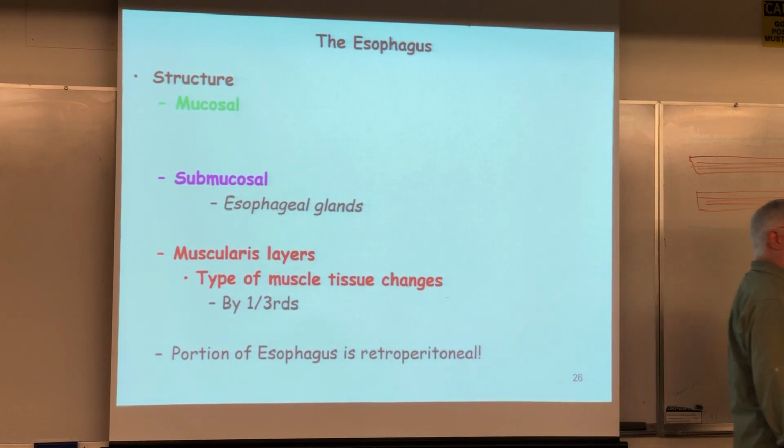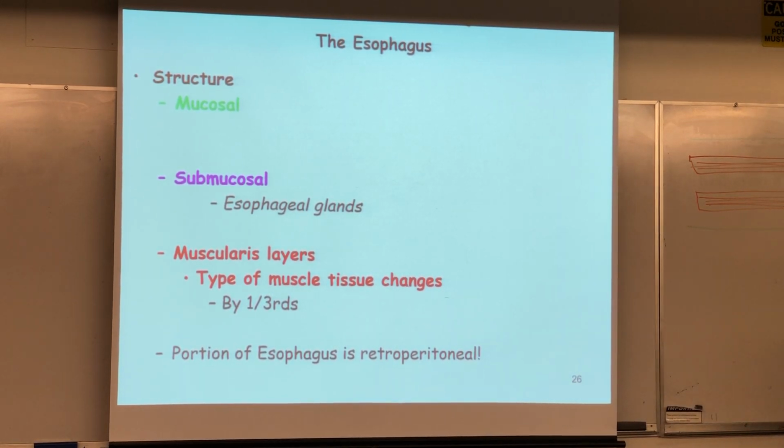Because the muscularis externa is comprised of a circular and an outer longitudinal layer. What kind of muscle tissue was that? Anybody remember? It's smooth, right? What can you not do with smooth muscle tissue? You can't control it. All right, that's an important thing to think about.